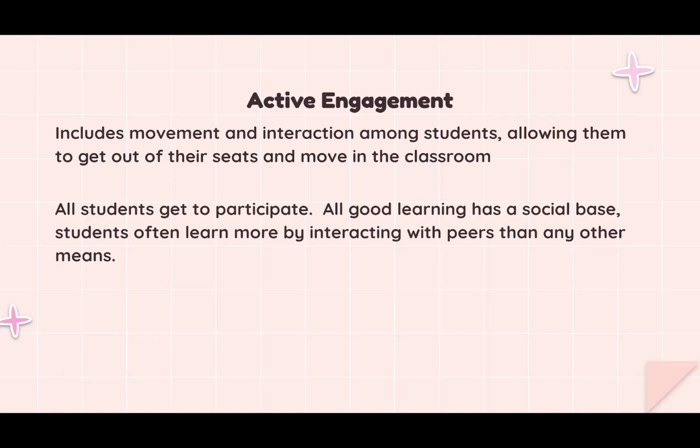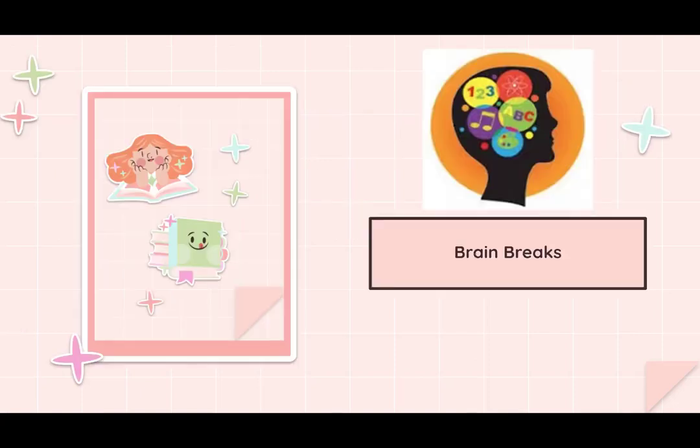All good learning has a social base, and students often learn more by interacting with peers than any other means because they learn from each other. So when you see your students are starting to fade and they need a little bit of a break and they need to get that oxygen moving, we can implement those quick active learning activities.